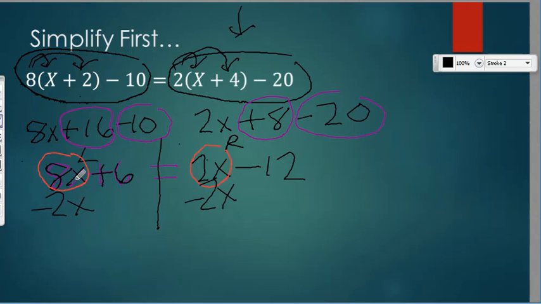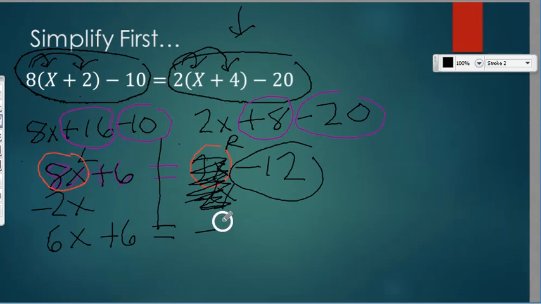Now when we write down what we have left, 8x minus 2x is 6x. Then we have our plus 6 equal to the 2x subtract 2x. That cancels, and we're left with a negative 12. Don't forget to write down the sign that's in front of the term.